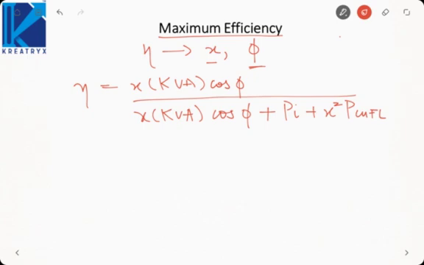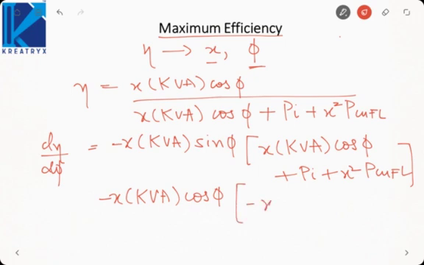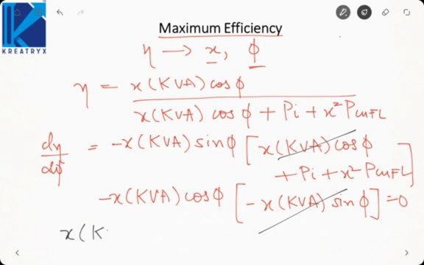Now, if we differentiate with respect to phi using the quotient rule, it will be x into kVA minus sin phi, times x kVA cos phi plus Pi plus x square PCU FL. Then differentiate the denominator, keep the numerator as it is, minus x kVA cos phi minus x kVA sin phi. This should be 0. Now these two terms will get cancelled out, because it is x square kVA sin phi cos phi. So what I am left with is x into kVA sin phi into Pi plus x square PCU FL equal to 0.